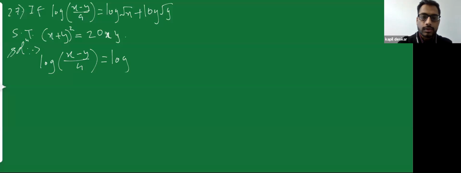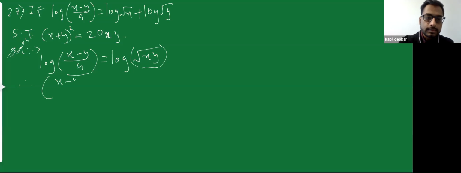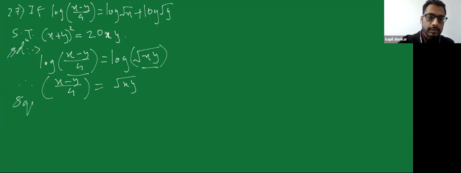So that means log of a plus log of b is equal to log of a into b. So that is log of root x into root y. So I can say that is also equal to log of under root of xy. Now log of this term is equal to log of this term, so both these terms should also be same. Therefore I can say that (x minus y) upon 4 is equal to under root of xy. And then square on both sides.